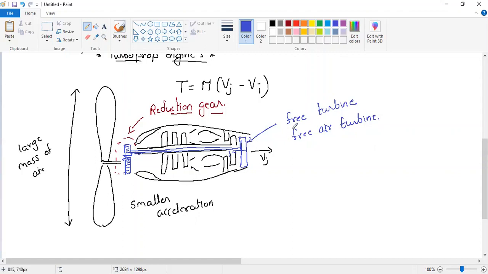The advantage of having the free air turbine is this. When the air passes through the engine, it follows the entire process: compressors, diffusers, burners, and the exhaust gases rotate the turbine. The exhaust gases after this turbine still have energy left. This leftover energy can be used to rotate the free turbine. And since it does not have to rotate the compressor, it can directly rotate the propeller.